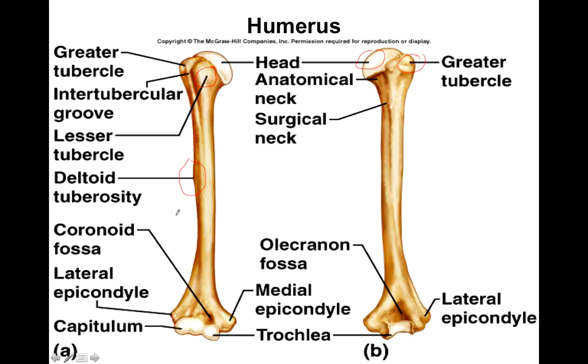Another feature to be able to identify is the capitulum. The capitulum is the lateral part of the elbow joint, with the trochlea being the medial part. We have the medial epicondyle and the lateral epicondyle, these rough projections that are on opposite sides of the bone.